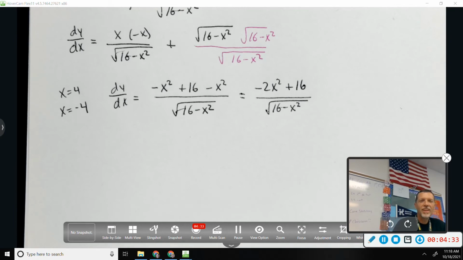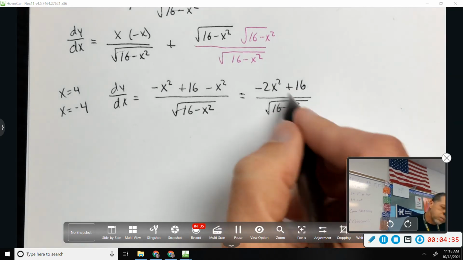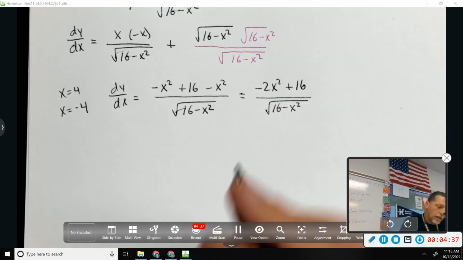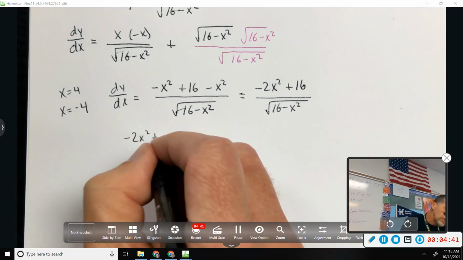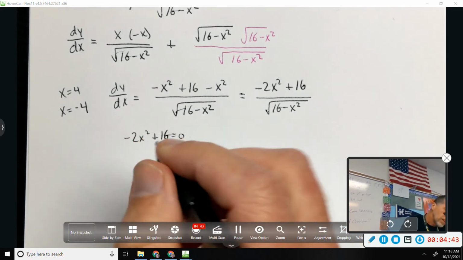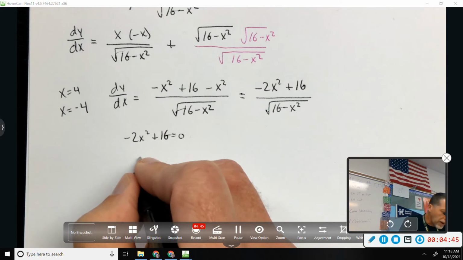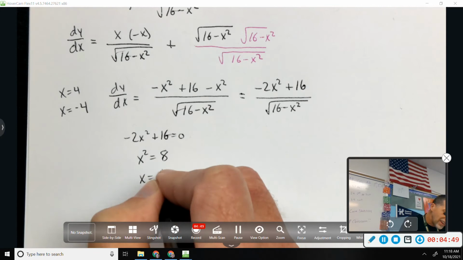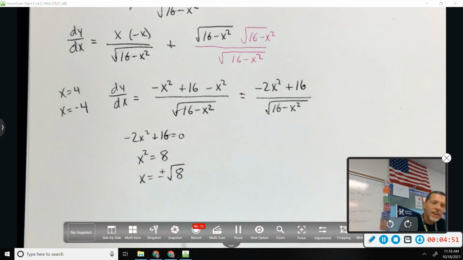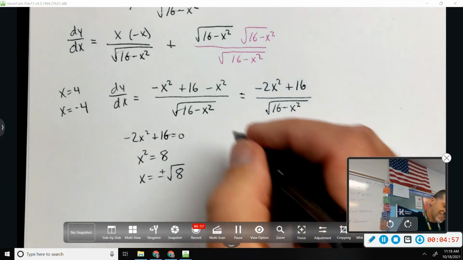X is equal to 2. So we did the bottom already. Now we got to look at the top to figure out where it's equal to 0. 2 and negative 2. Are you sure about that? Not entirely. I mean, it could just be plus or minus. You did not do the math. No, I said I wasn't sure, and then I did the math.